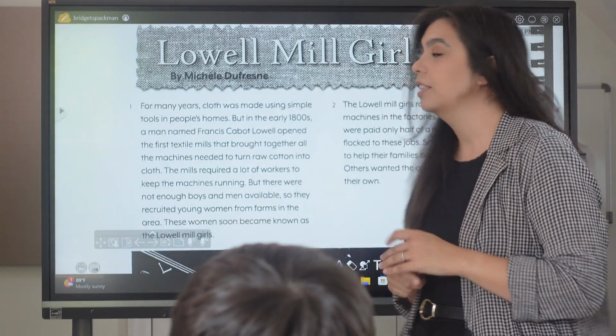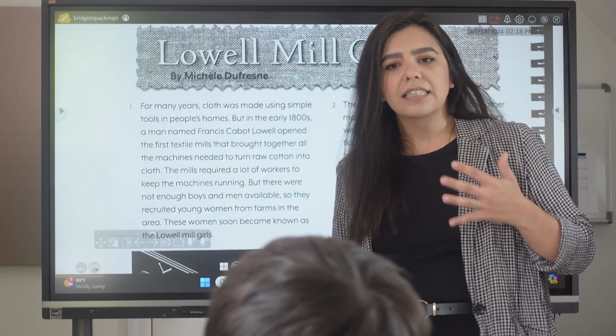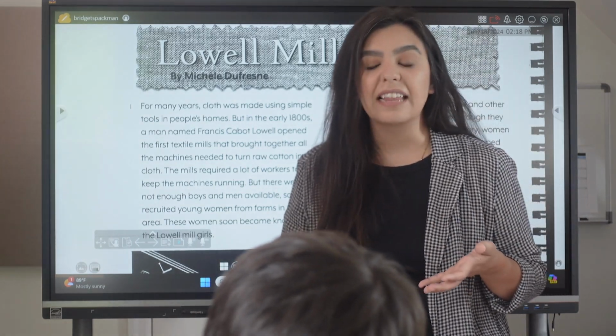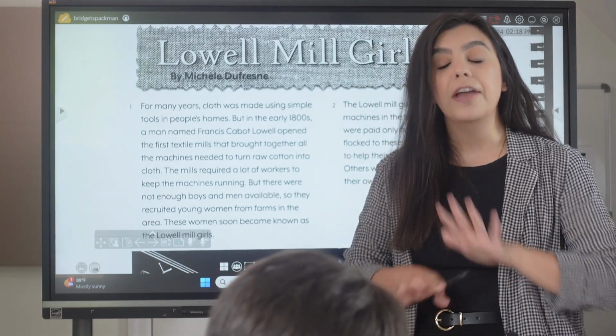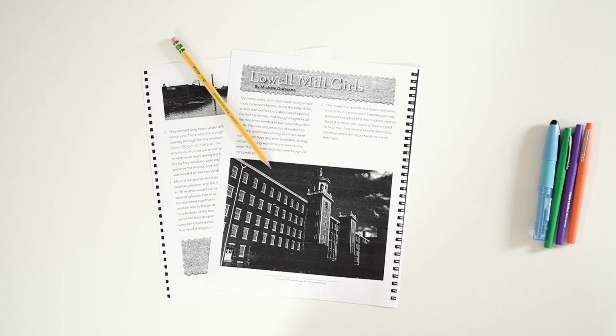So the informational text is called Lowell Mill Girls. Can you say that with me? Lowell Mill Girls. And this is going to be a text that you're going to read about the Lowell Mill Girls and the jobs that they did a very long time ago, okay? So what you're going to do is I want you to follow along as I read it.